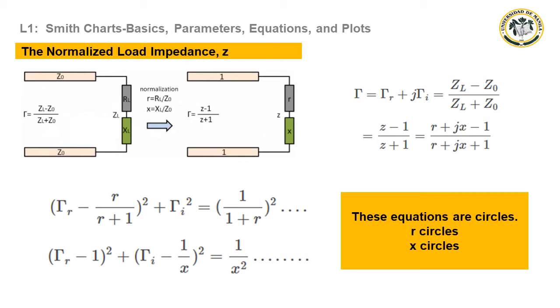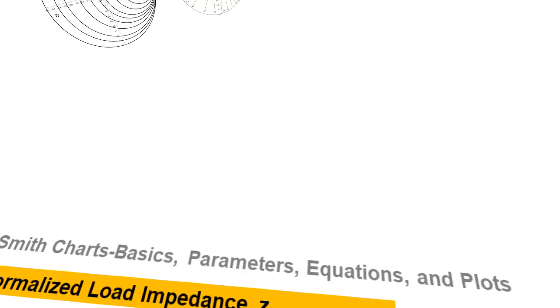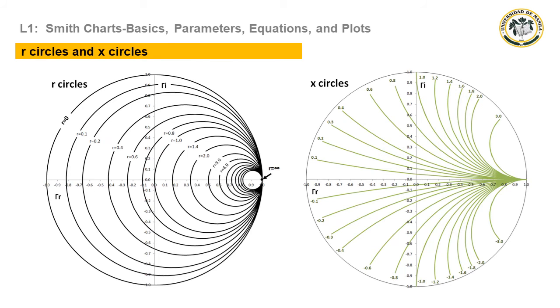After a few manipulation steps, we will end with these two equations. So the real part of the reflection coefficient minus those two equations represent two separate sets of impedance circles, the R circles and the X circles, as shown.